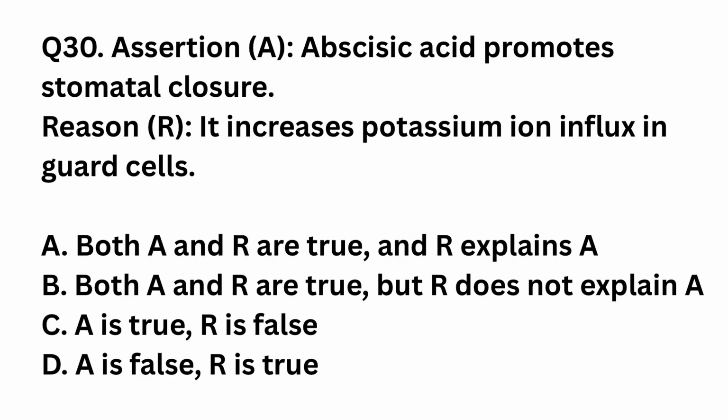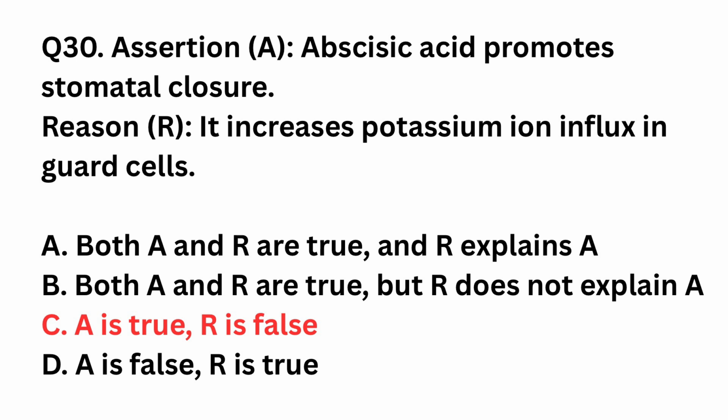Question number 30. Assertion: Abscisic acid promotes stomatal closure. Reason: It increases potassium ion influx in guard cells. Both assertion and reason are true and reason explains assertion. Both assertion and reason are true but reason does not explain assertion. Assertion true, reason false. Assertion false, reason true. The right answer is option C, assertion true, reason false.